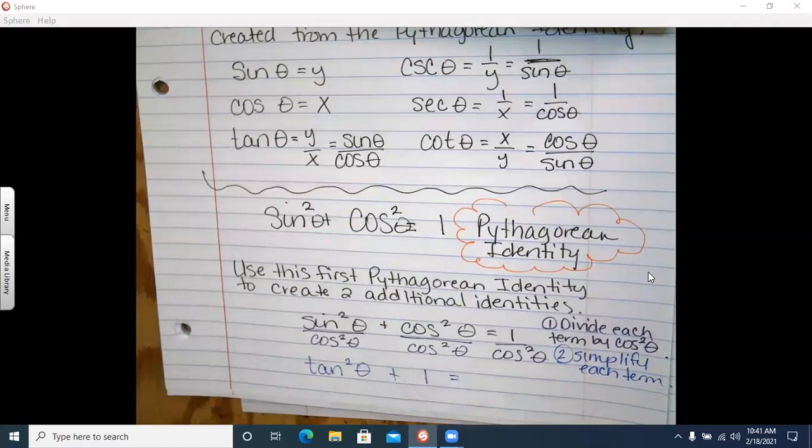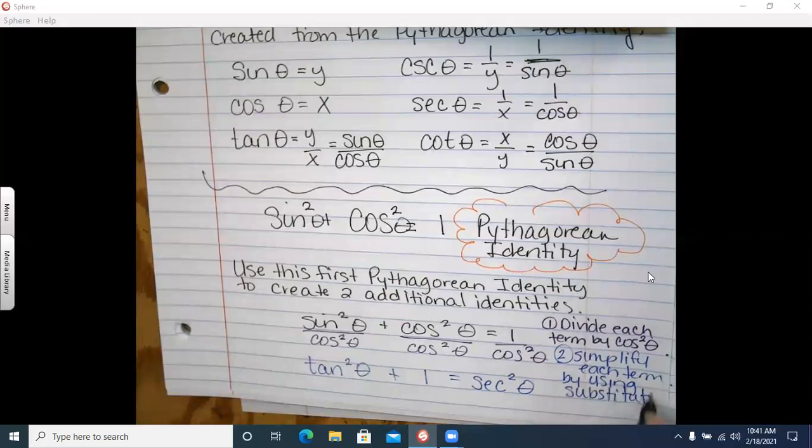Well, what's 1 over cosine of theta? Secant. So instead of 1 over cosine squared of theta, we're just going to call it, what do you think? Secant squared of theta. Let me go back over to my step 2. I said simplify each term. I'm going to say by using substitution.